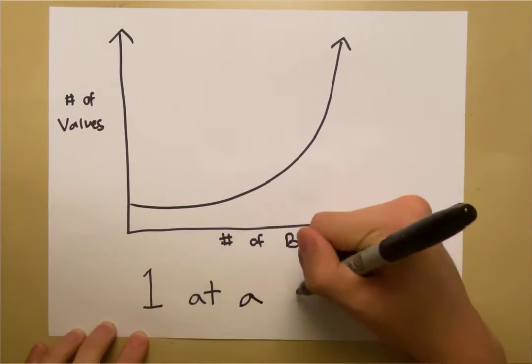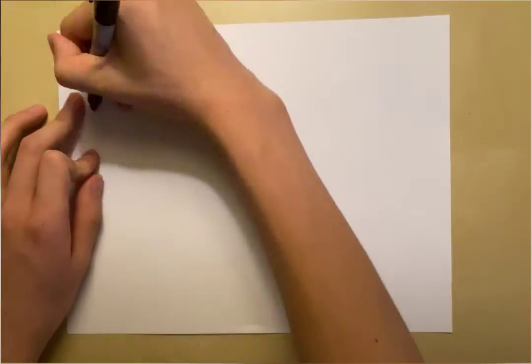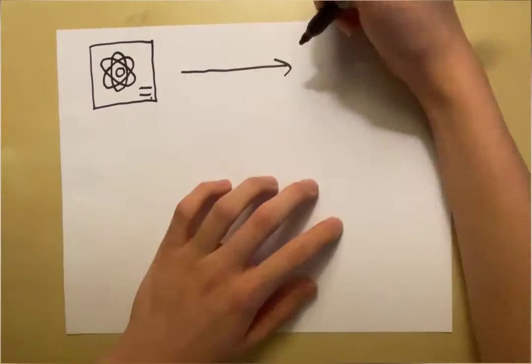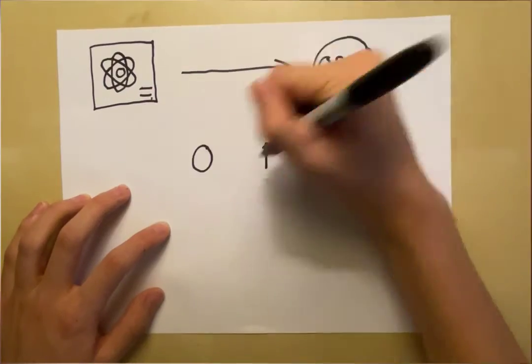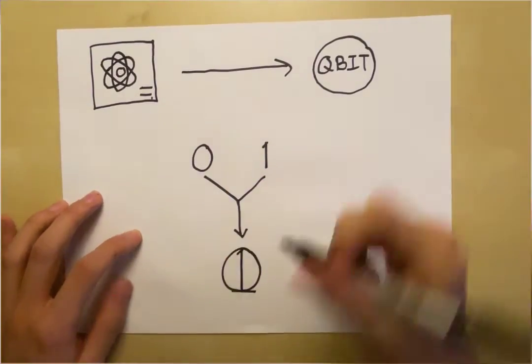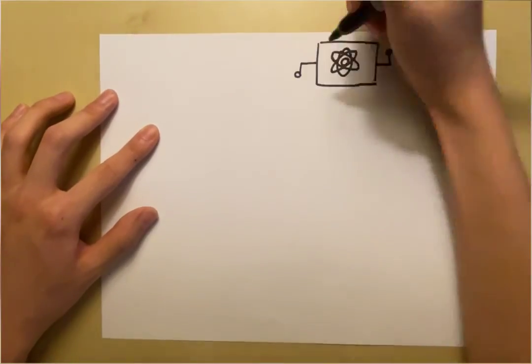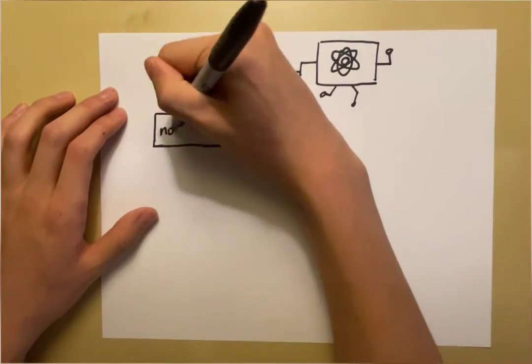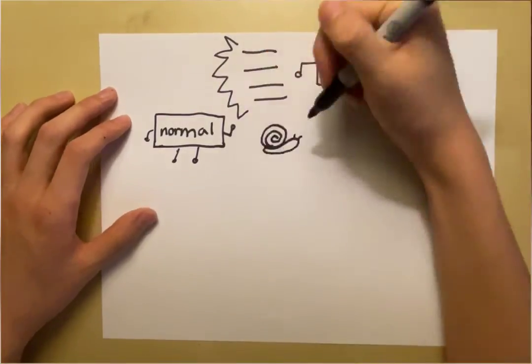However, bits can only calculate one possibility at a time. On the other hand, quantum computers have quantum bits, or qubits. These qubits use quantum superposition to have an overlap condition of 0 and 1, allowing them to calculate all the possible values at the same time. This makes quantum computers way faster than the normal computers that use bits.